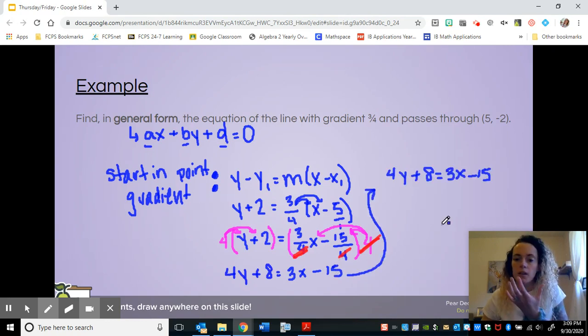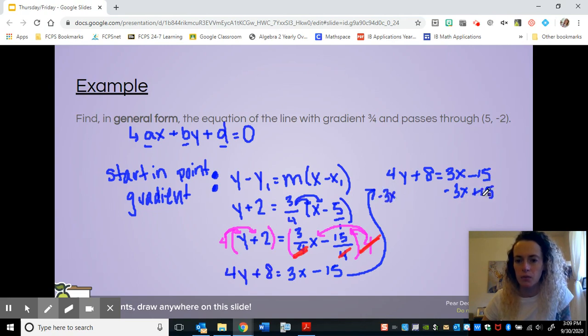All right, so finally, I just want to bring everything over to one side. It doesn't matter which side you bring things to. I tend to always bring things to the left-hand side, but either way works. So if I'm going to bring everything to the left-hand side, I would subtract 3x from both sides and add 15 to both sides. So that I would have negative 3x, putting it in the same order as we have up here, plus 4y plus 23 equals 0 as my final answer.